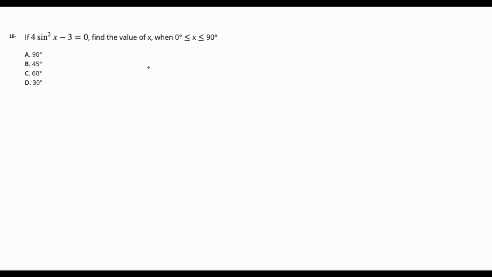Question 18 says, if 4 sine square x minus 3 equals 0, find the value of x when x is between 0 and 90 degrees.